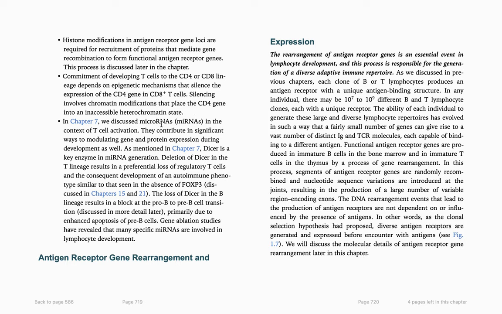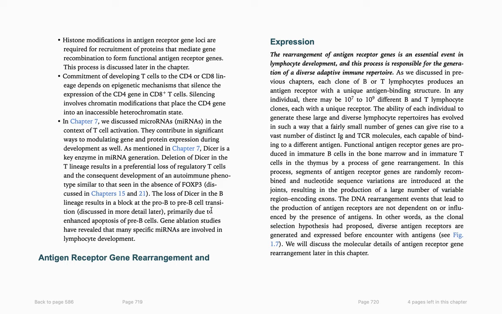In chapter 7, we discussed microRNAs in the context of T cell activation. They contribute in significant ways to modulating gene and protein expression during development as well. As mentioned in chapter 7, Dicer is the key enzyme in microRNA generation. Deletion of Dicer in the T lineage results in the preferential loss of regulatory T cells, and the consequent development of autoimmune disease, an autoimmune phenotype similar to that seen in the absence of FOXP3, discussed in chapter 15.